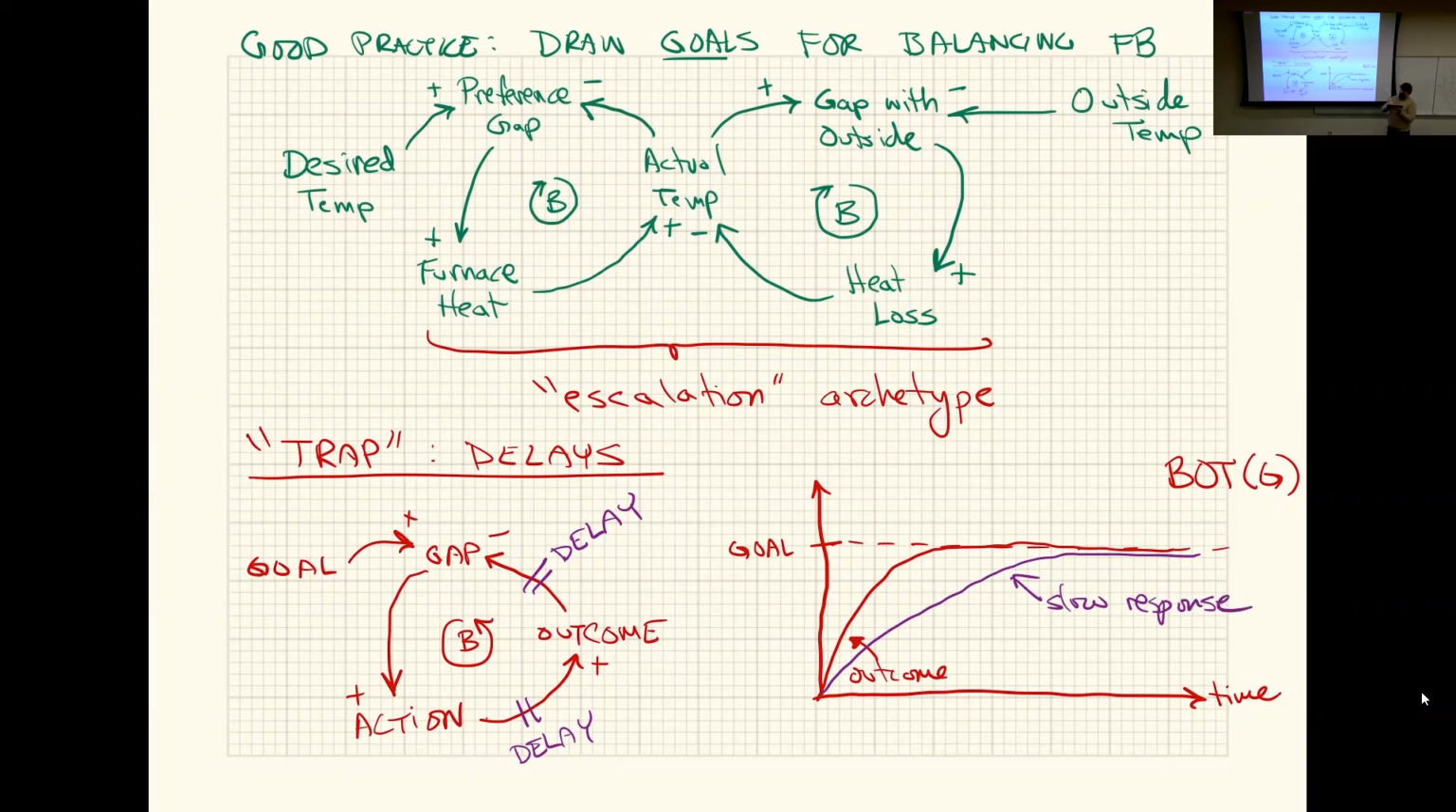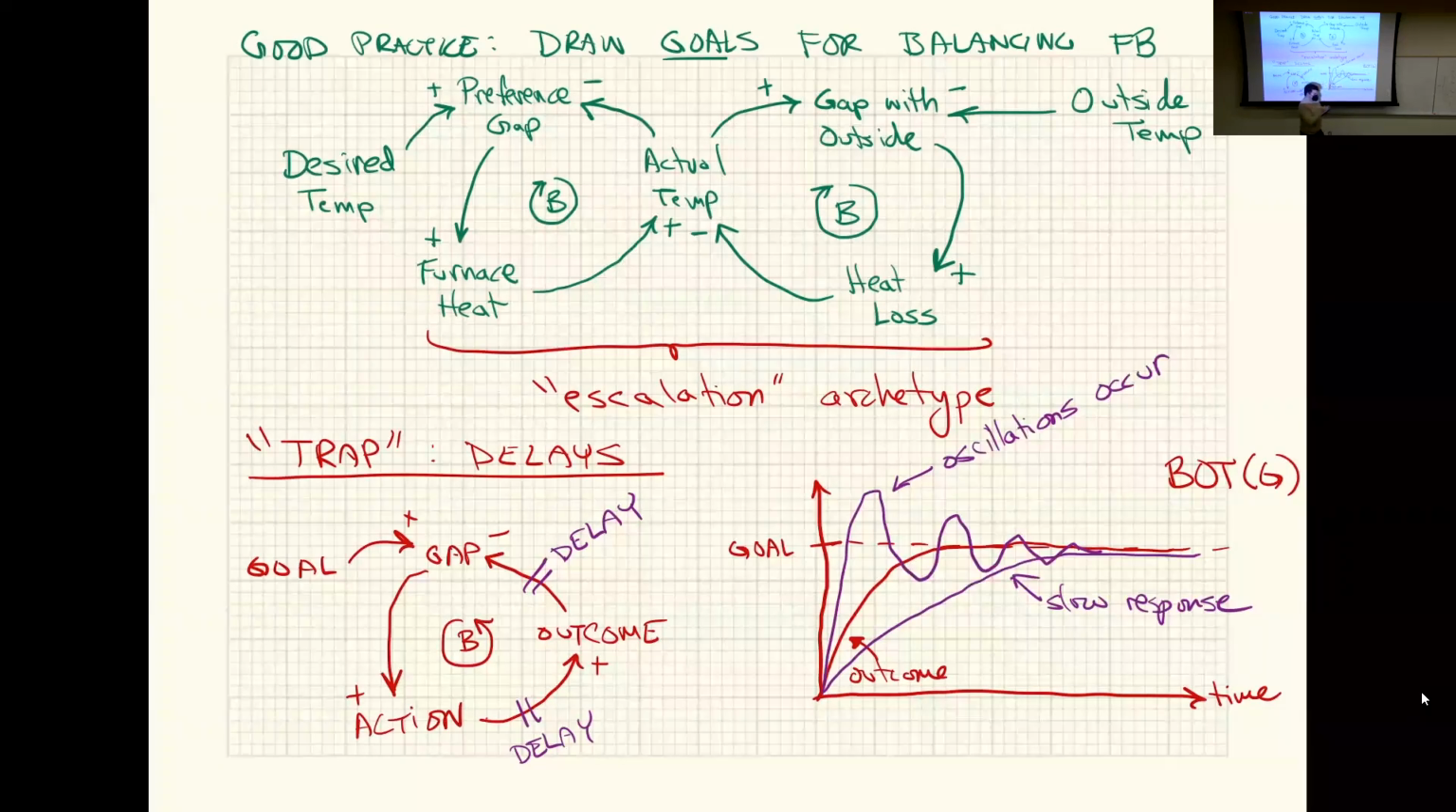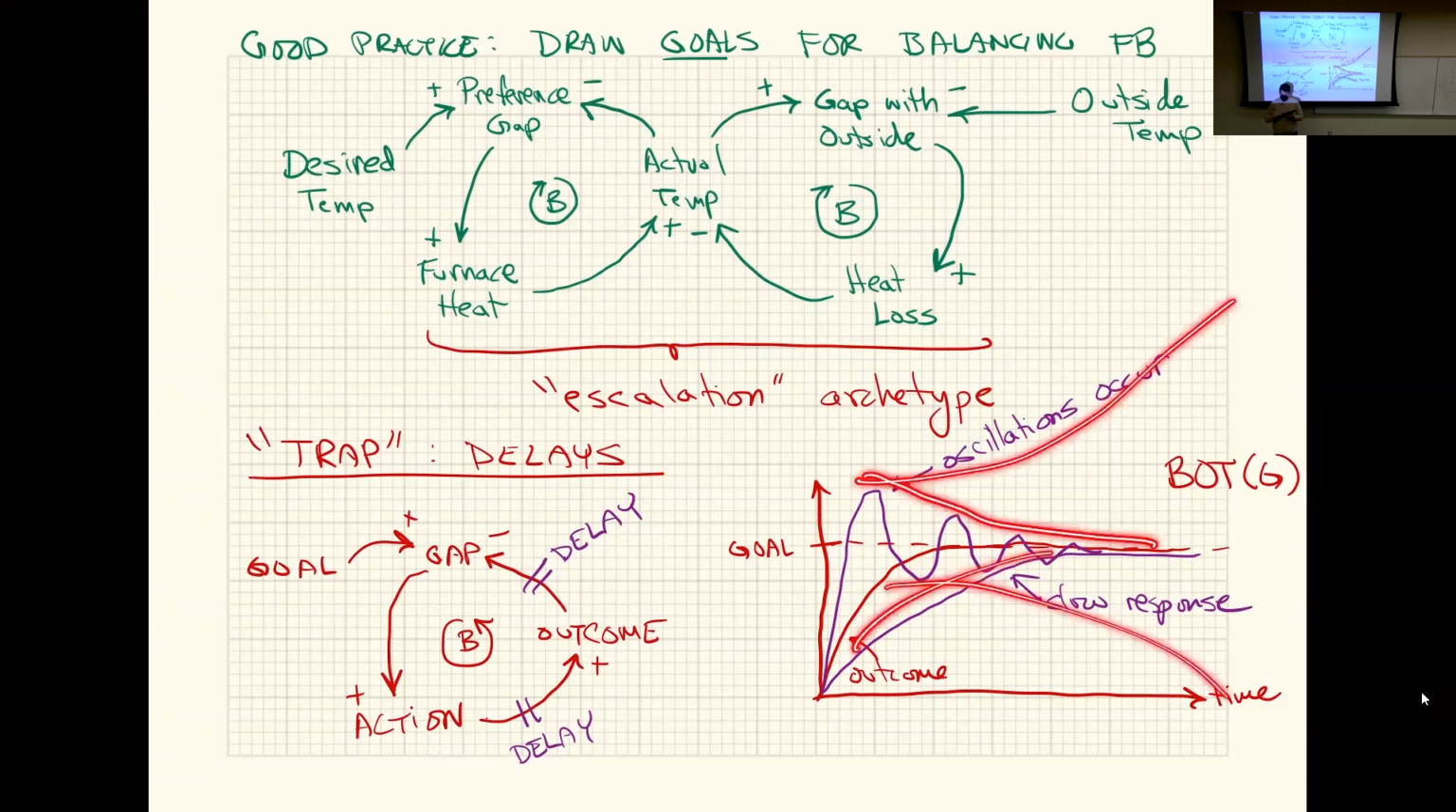But then other times you can get something that looks like this, where you have oscillations occur. And if the delays are really bad and you're in one of these scenarios where oscillations occur, you can actually lose stability. And these oscillations, instead of dying out over time, can actually grow over time.